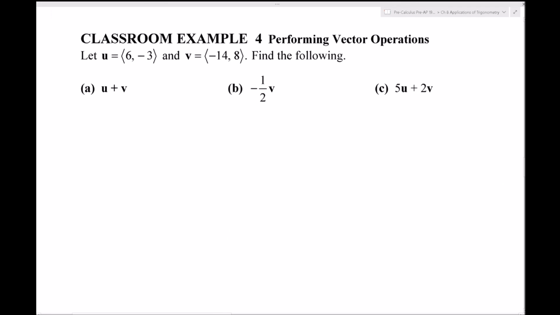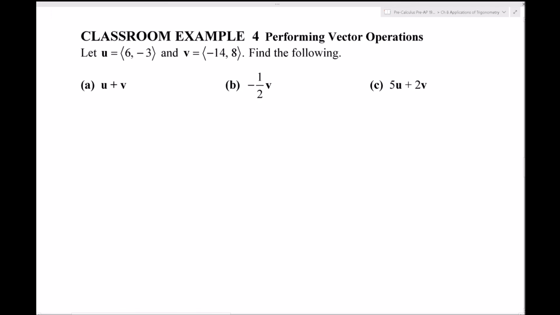So not too many of them, A, B, and C. For number 4, we're going to let u equal <6, -3> and v equal <-14, 8>. They just wanted an example, and those look like random numbers. Find each of the following. So letter A, u plus v.